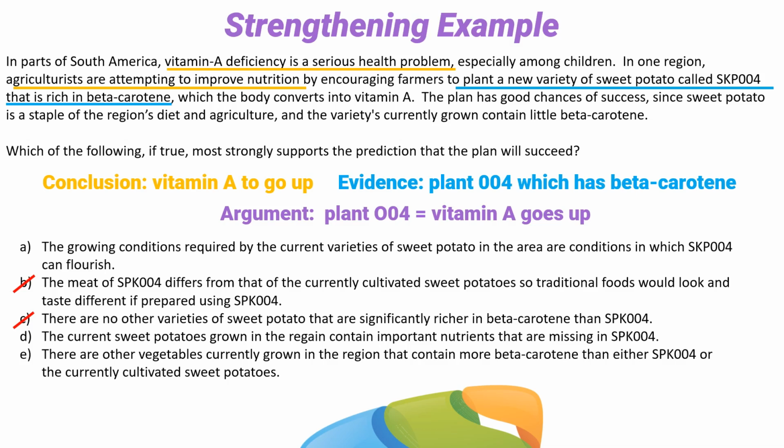D has exactly the same problem. It's the same trap. We only care if 004 increases vitamin A in the region. Do we care about other nutrients? We do not. We only care about vitamin A. E, that's out for the same reasons as C and D. We don't care about other vegetables. The argument, again, is very simple and very specific. Planting 004 will increase vitamin A. We don't care about anything else. So our answer is A. Nice job.